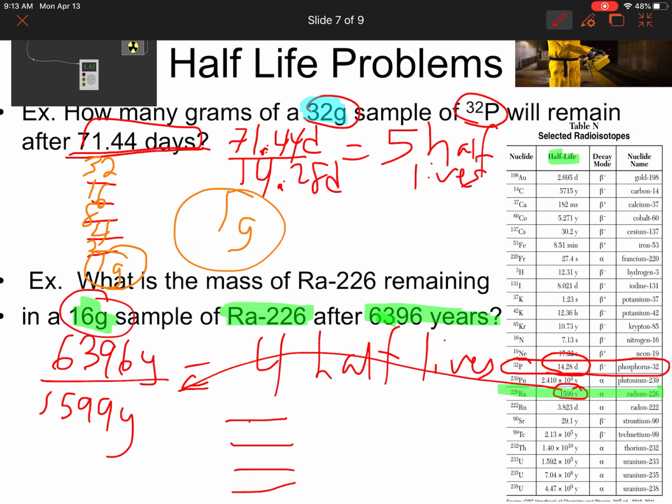What's the mass they started us with, guys? 16. What's half of 16? 8. Half of 8? 4. Half of 4 is 2. Half of 2 is 1. Well, okay, right here, 1 gram remains there, guys. 1 gram.